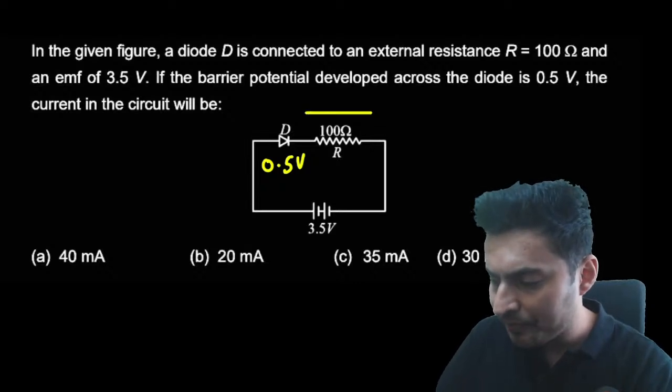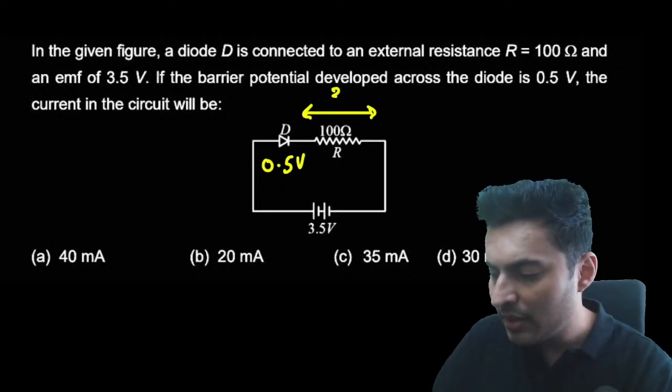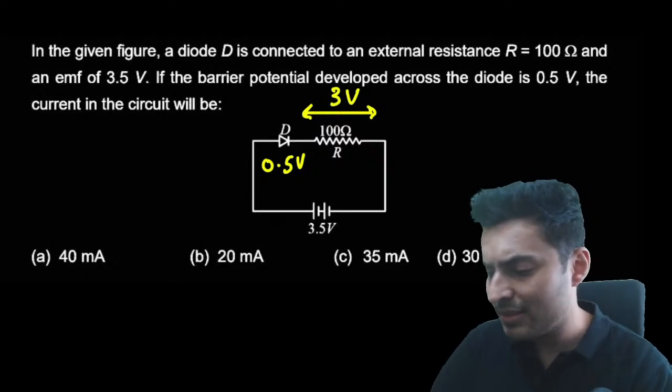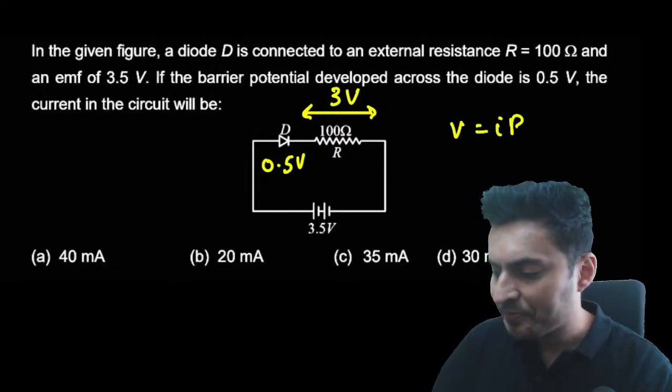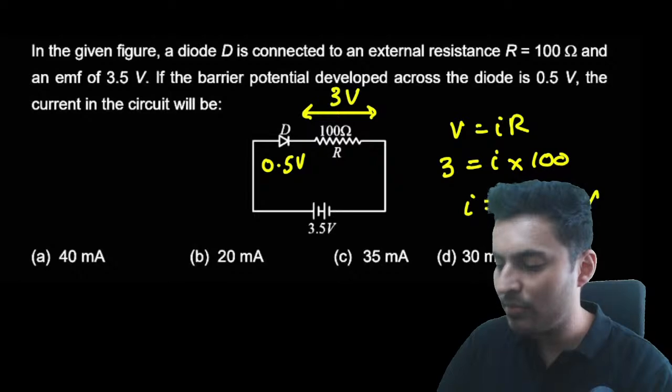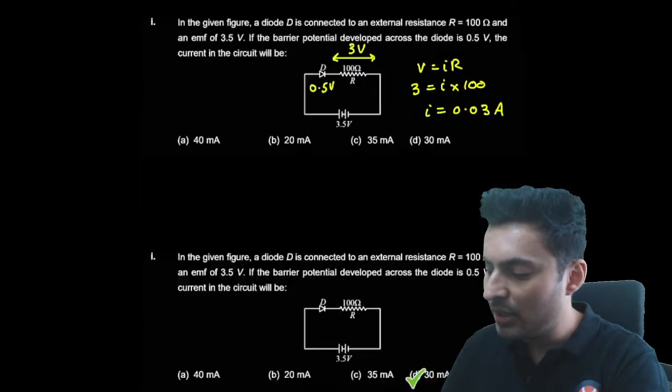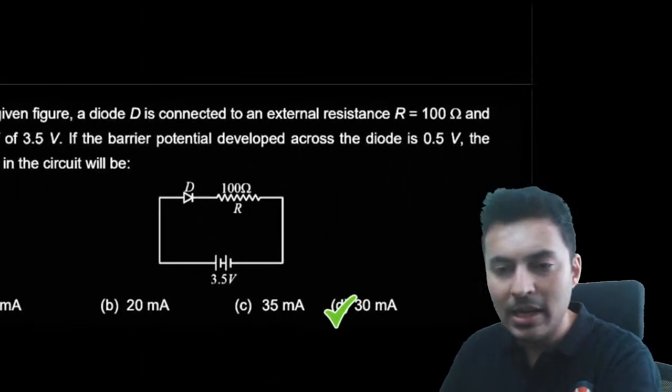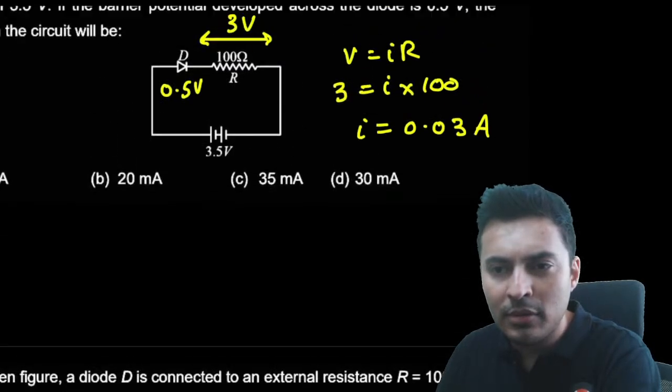So the remaining 3 volts is developed across the resistor, and V is equal to IR. So 3 will be equal to I into resistance, which is 100. So I will be 0.03 amperes, which is 30 milliamperes. Very good value.